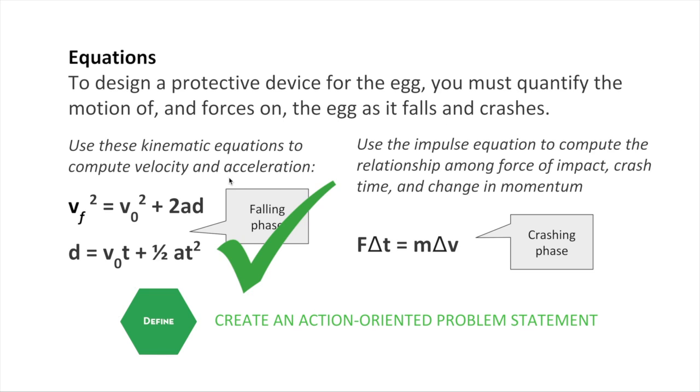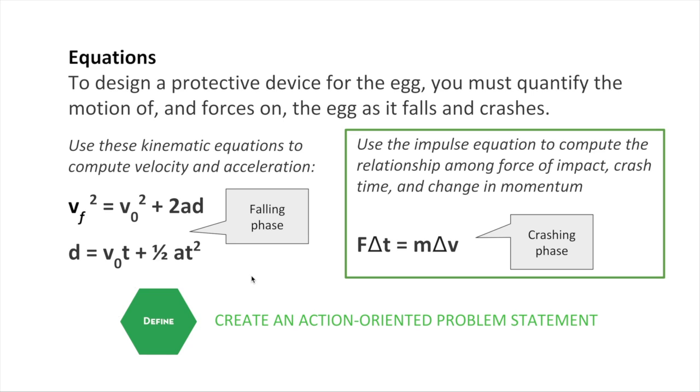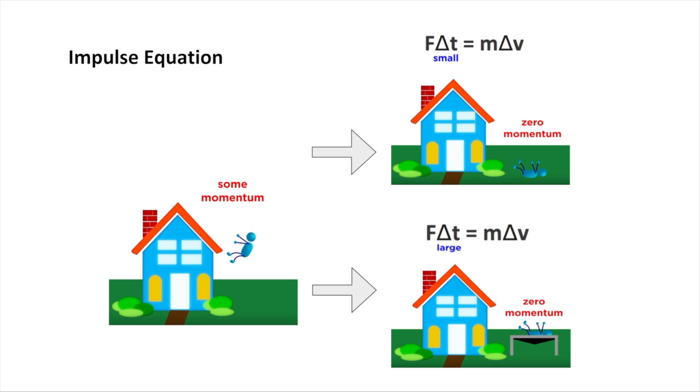So we've taken a look at the equations for the falling phase. Now let's turn our attention to the impulse equation, which we'll need for the crashing phase. Let's think about this impulse equation. From Professor Day's video, we know that if someone falls off of a roof, then they've got some momentum. What's momentum? It's their mass times their velocity. So this person has a mass, they have a velocity during the fall, and then at the moment that they hit the ground, that velocity has to go from some value to 0. Ultimately, they have to end up with 0 velocity, 0 momentum.